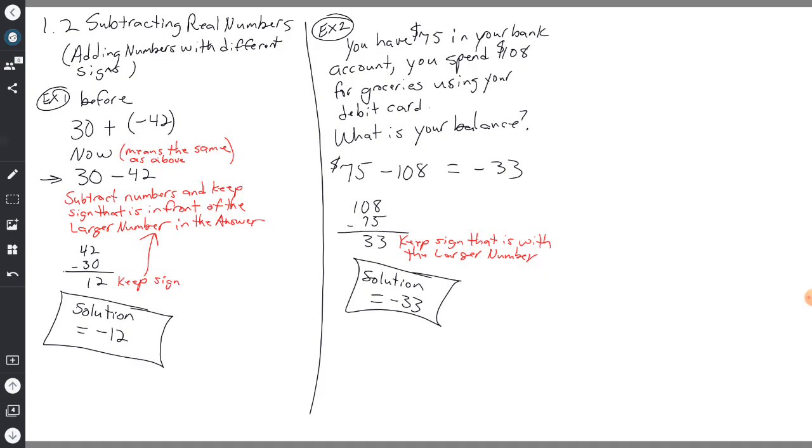If you were to just do 75 minus 40, you would get the answer, right? Yes. But keep in mind for your test, you would want to show me this part right here.